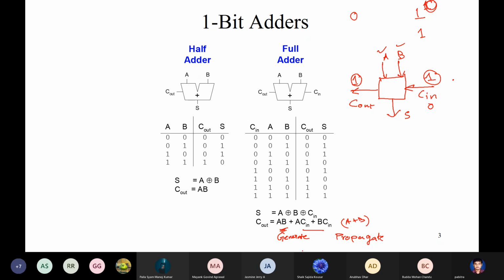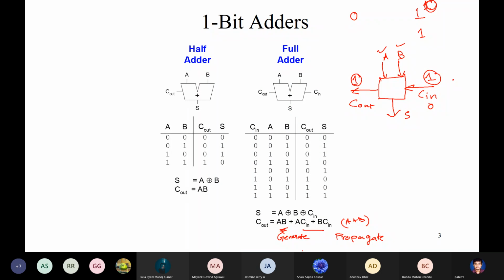So the generate is, even if the carry in is 0, a carry out would be generated because of the input when both the inputs are 1. And the second case is a propagate case. That means if the carry in is 1, it would be propagated provided any one of A or B is 1. So it's a generate and propagate kind of thing. Either you generate or you propagate, then you get a carry out of 1. This is just a different form in which we are looking at the carry out expression.